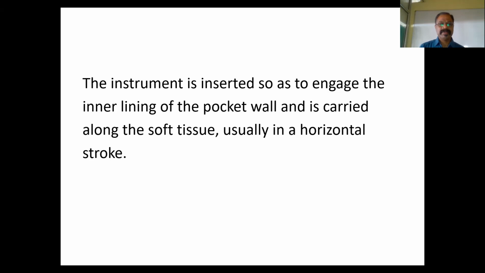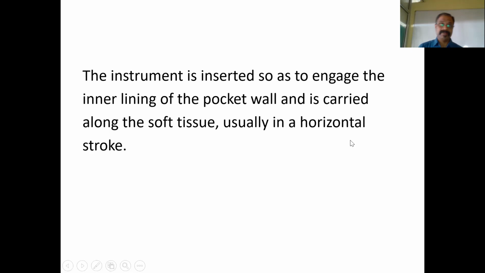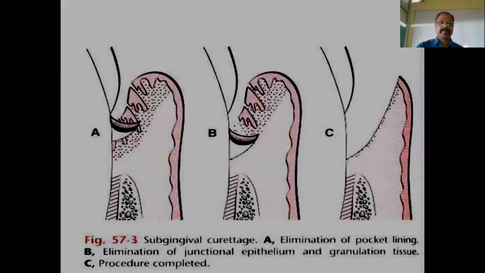Most of the time, as I said, it can be used from distal to mesial or from mesial to distal, most of the time in a horizontal stroke. This is again the diagrammatic description of this entire procedure. So this is what you're going to do. You take the curette, which is placed against the soft tissues, and then you scrape out this entire pocket lining.